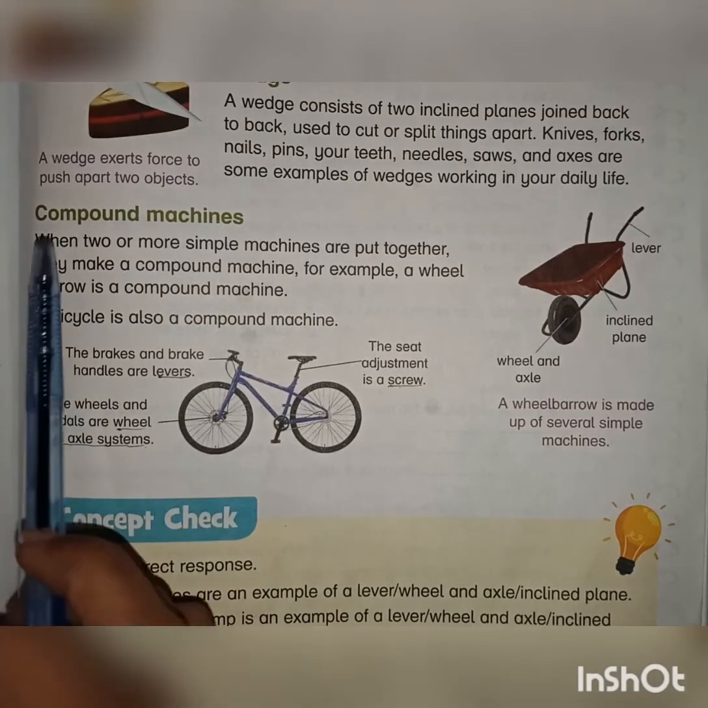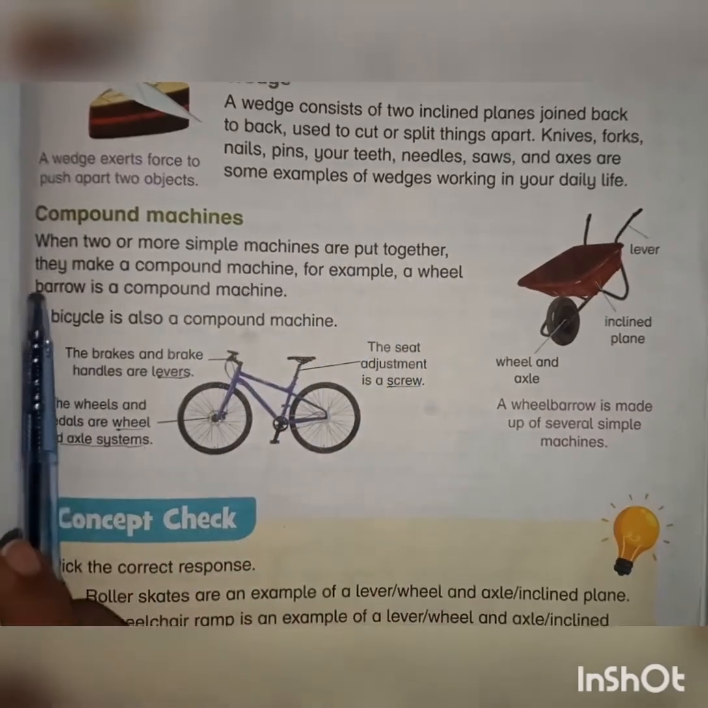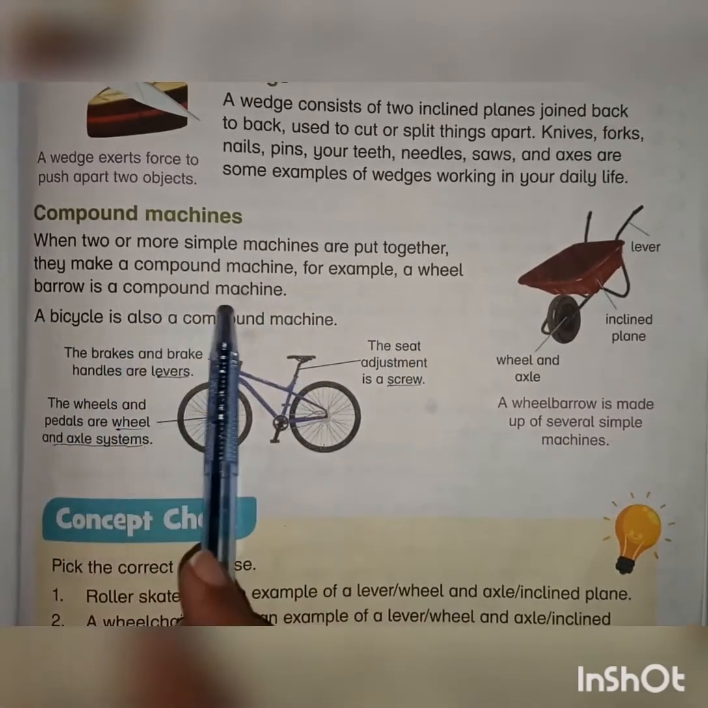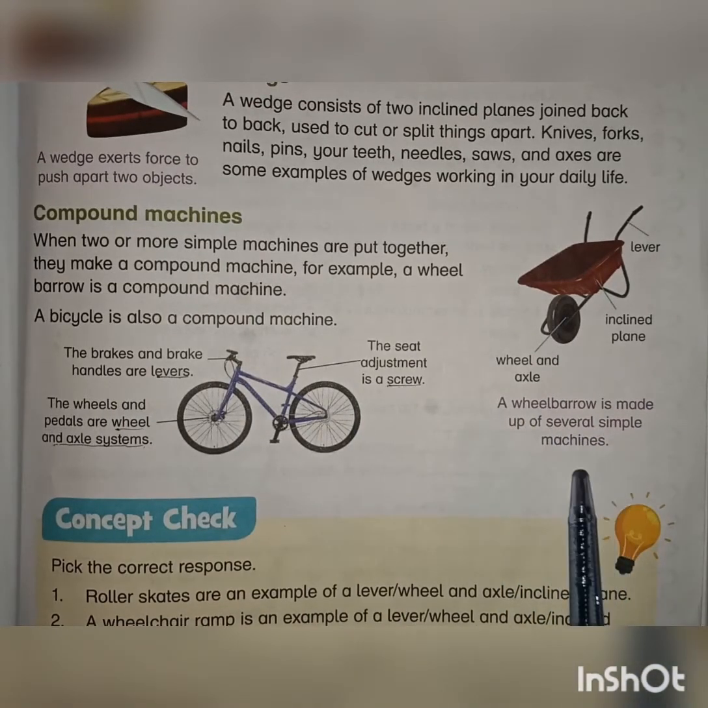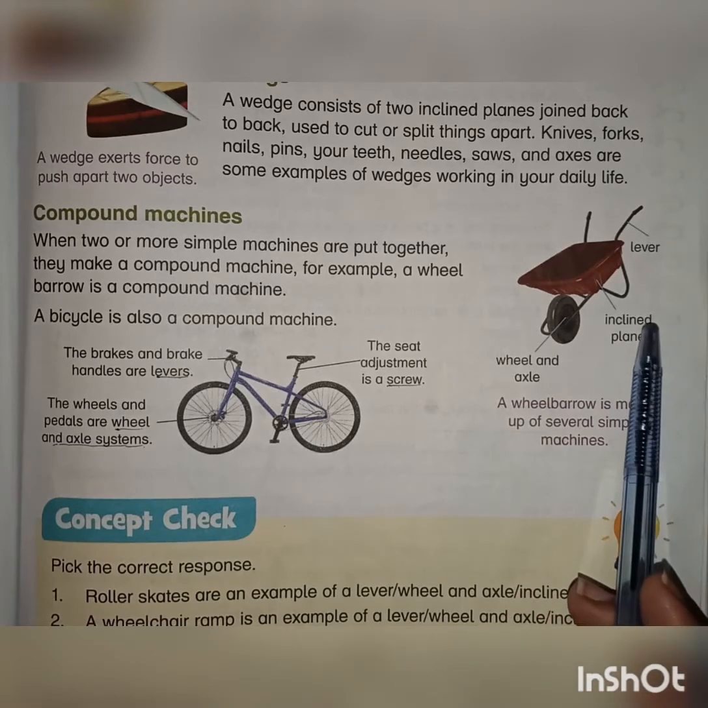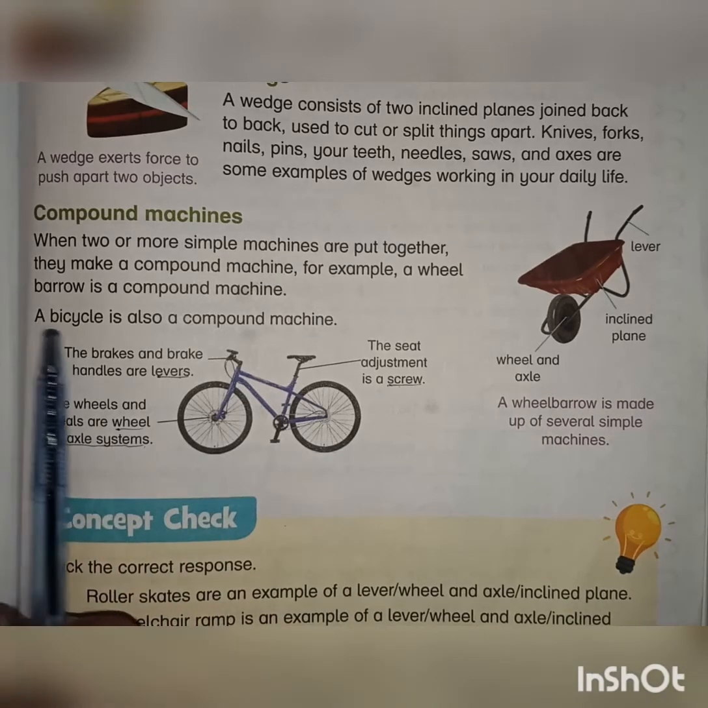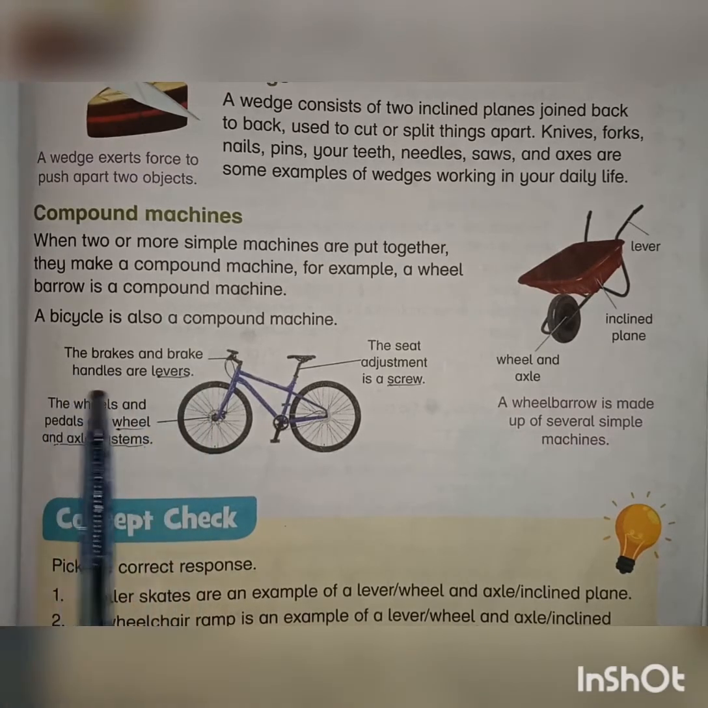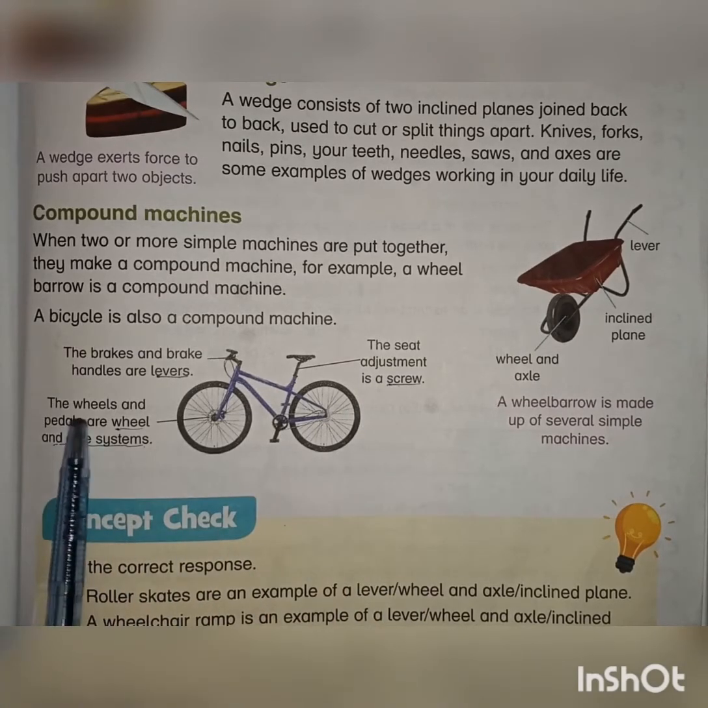Last topic is compound machines. When 2 or more simple machines are put together, they make a compound machine. For example, a wheelbarrow is a compound machine. A wheelbarrow is made up of several simple machines: lever, inclined plane and wheel and axle. A bicycle is also a compound machine. The brakes and brake handles are levers. The seat adjustment is a screw. The wheels and pedals are wheel and axle systems.